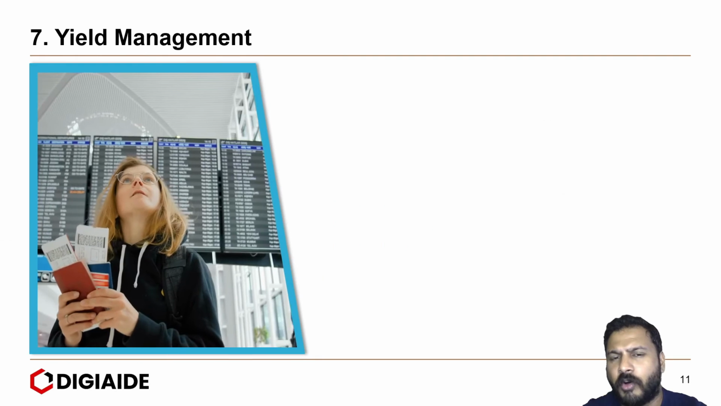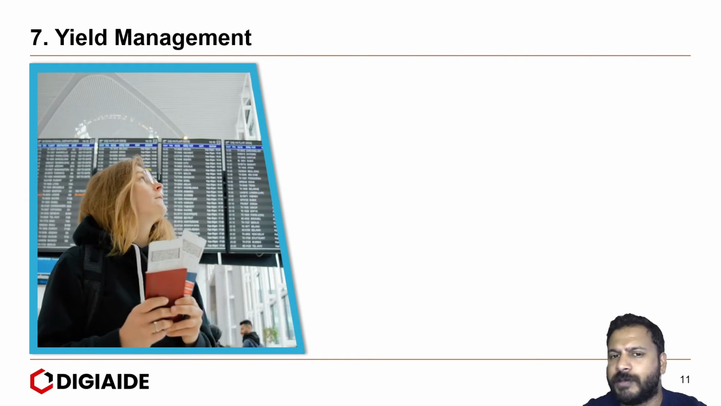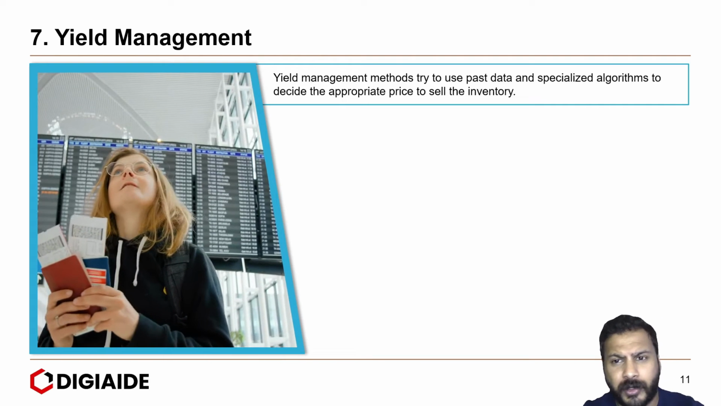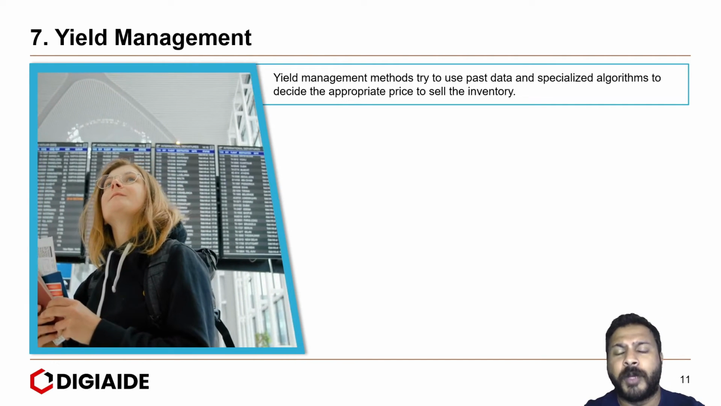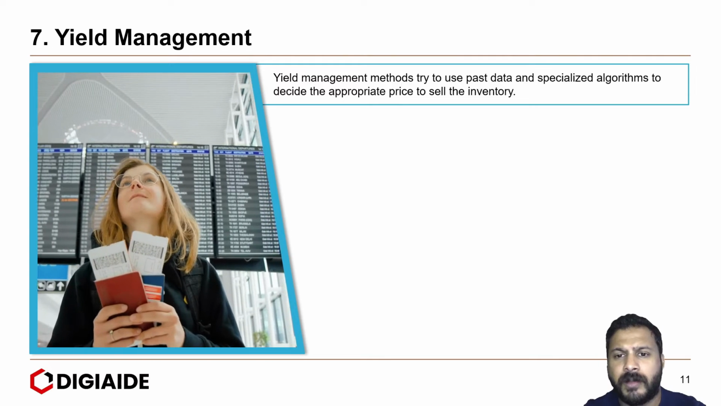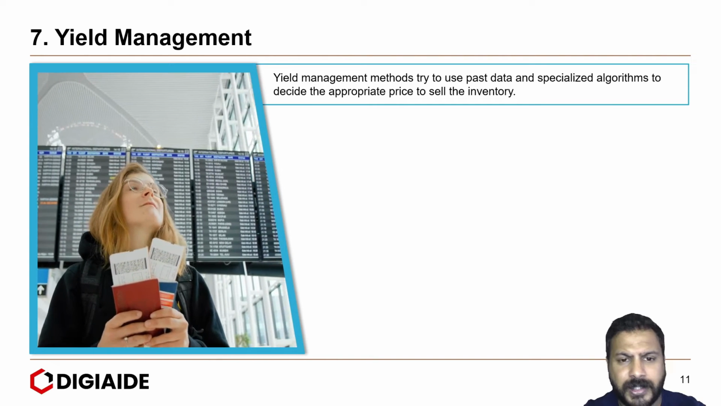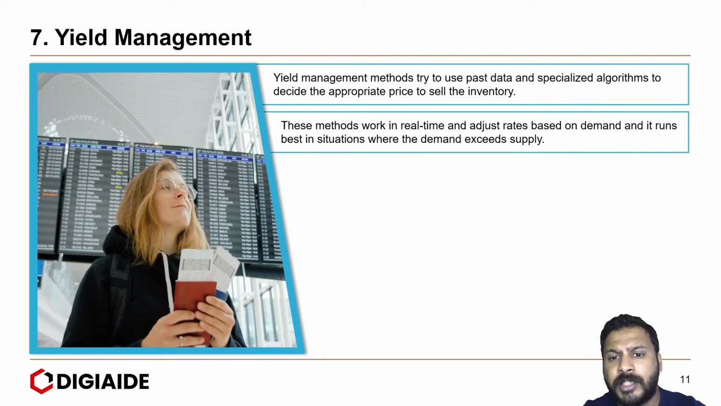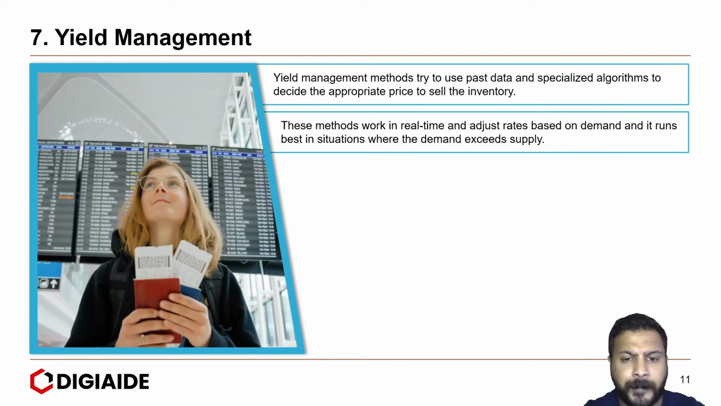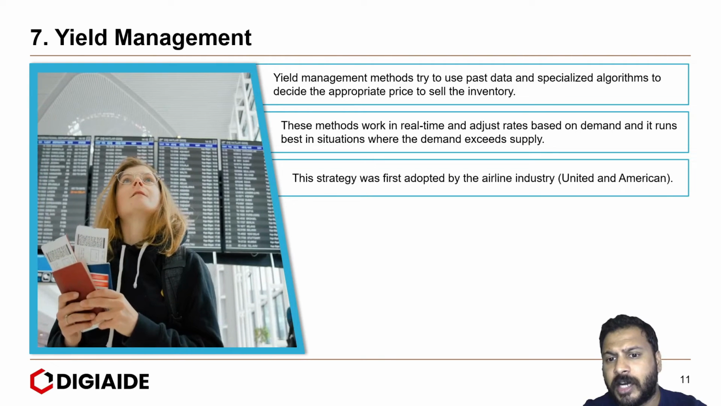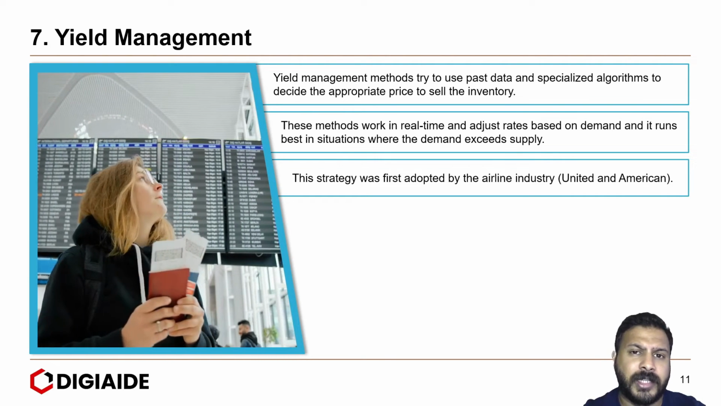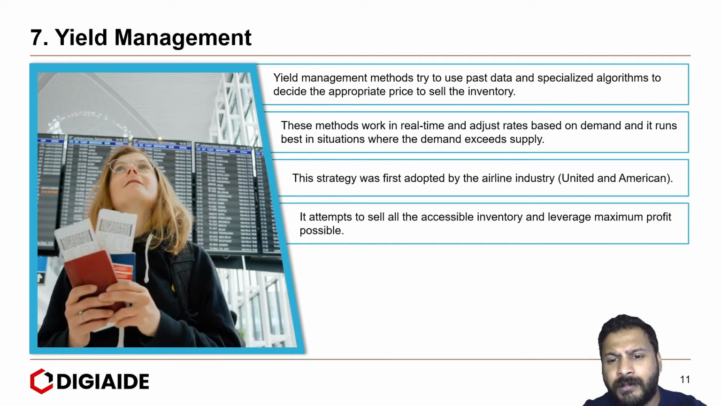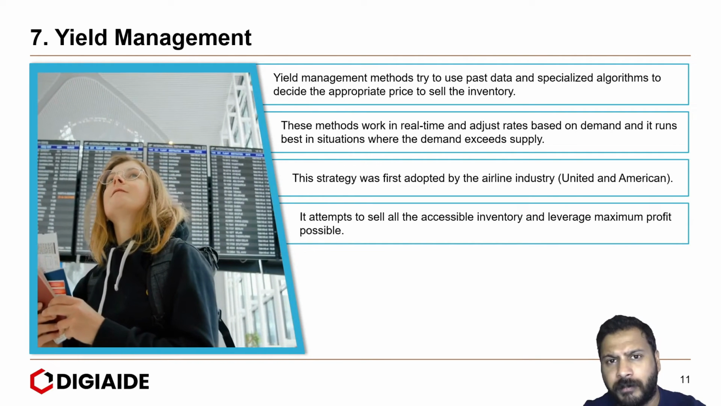Moving on to number 7, the strategy of yield management. Yield management methods try to use past data and specialized algorithms, as in formulas, to decide the appropriate price to sell the inventory. This works beautifully in the service business. These methods work in real time and adjust rates based on demand, and it runs best in situations where demand exceeds supply. This strategy was first adopted by the airline industry, especially United Airlines and American Airlines. It attempts to sell all the accessible inventory and leverage the maximum profit possible.